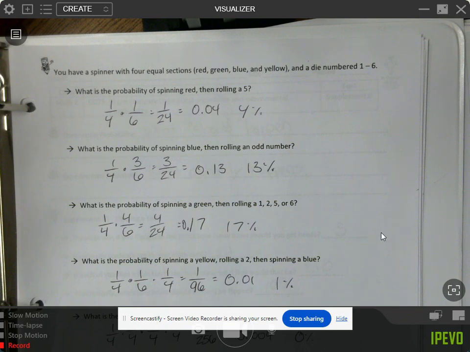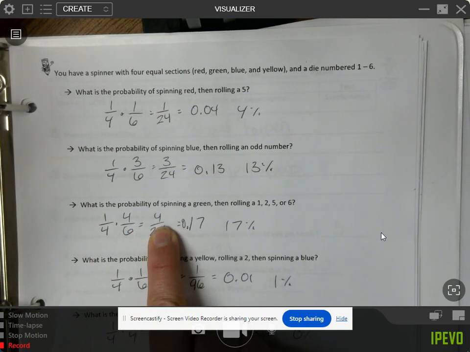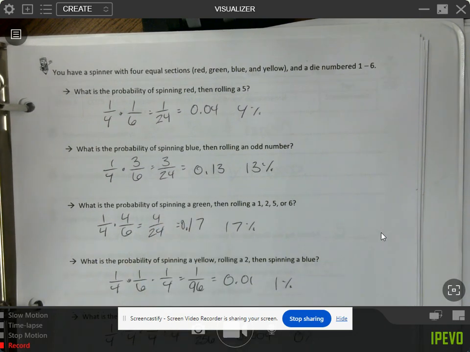Zelda? For the ones where you got the 17, I got a 67. I did the right math. So you had 1/4 times 4/6. And what did you get on top? I got 4. What did you get on bottom? 24. Take out your calculator. Put in 4 divided by 24.